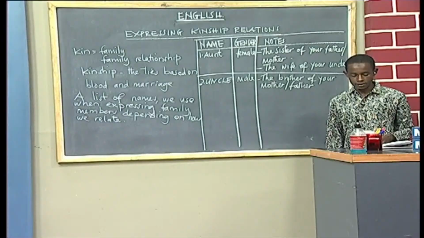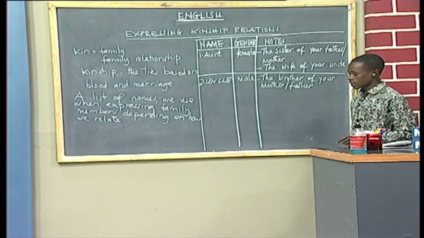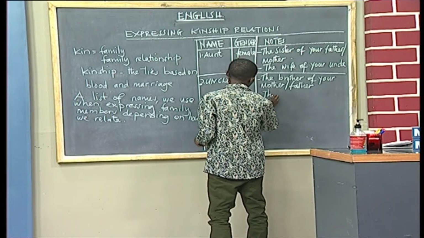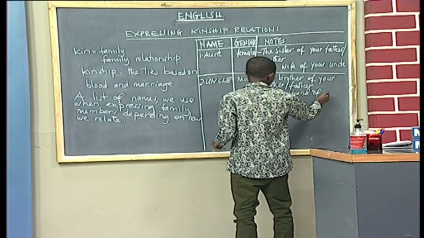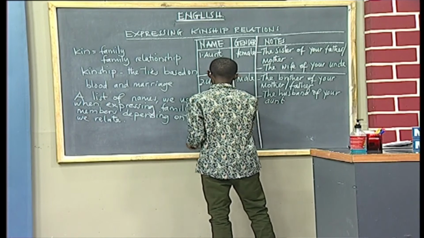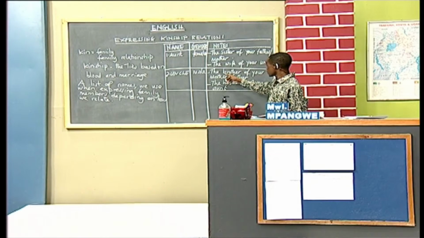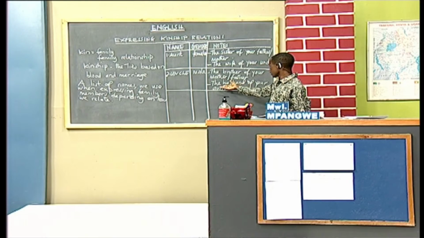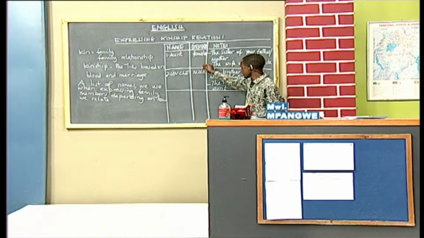But also uncle can mean the husband of your aunt. So uncle is the brother of your mother or father, and it can also mean the husband of your aunt. When you say uncle, we mean male. His sex is male, or gender we say is male. We can say, this is my uncle. So we mean the brother of your mother or father, or the husband of your aunt. Okay. Good.